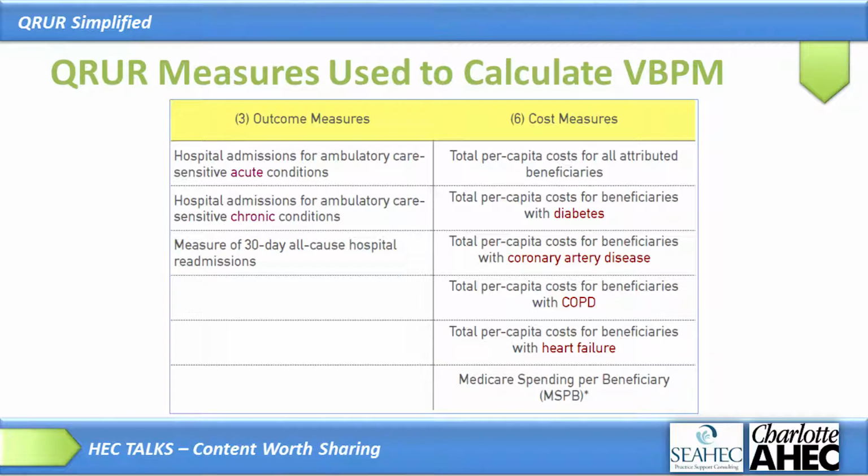This is just a brief look at the outcome and cost measures used in the value modifier. There are 3 outcome and 6 cost measures. Included in the outcome measures are acute and chronic conditions for hospital admissions. Included in the cost measures are per capita costs for beneficiaries with specific conditions like diabetes, coronary artery disease, COPD, and heart failure.